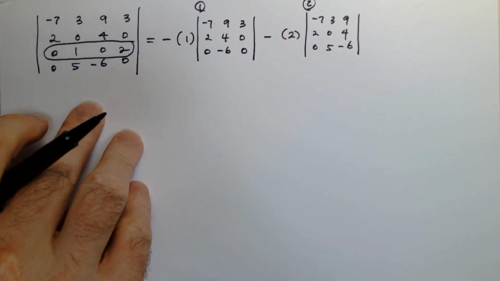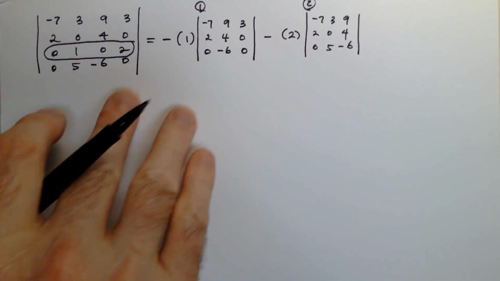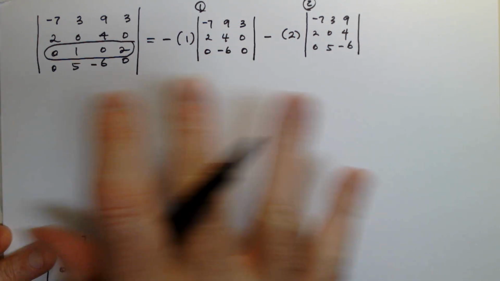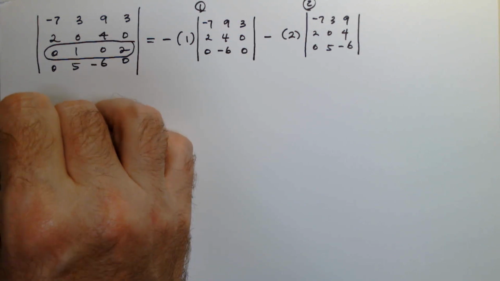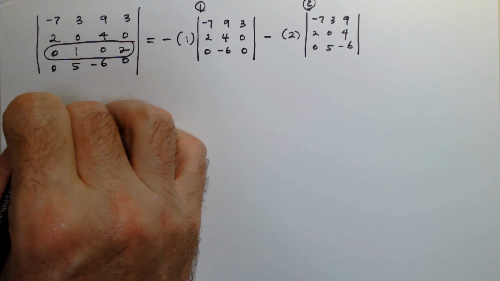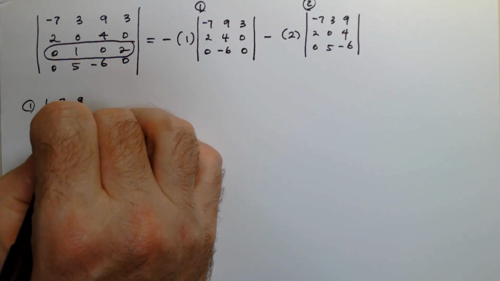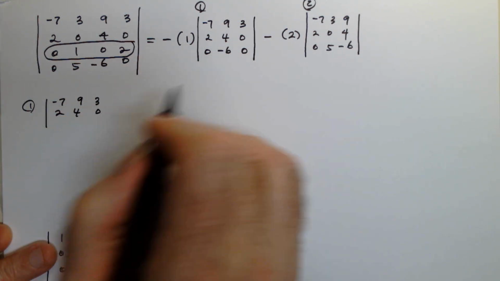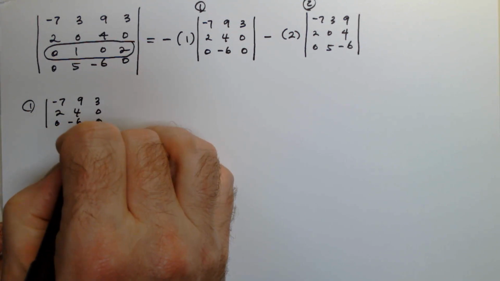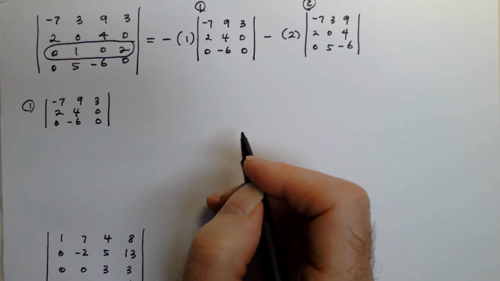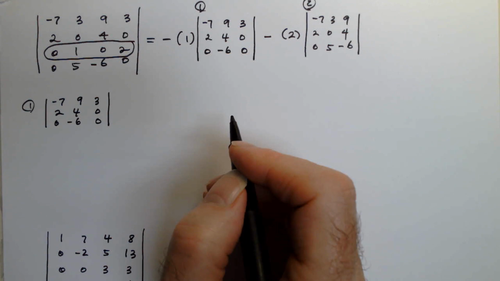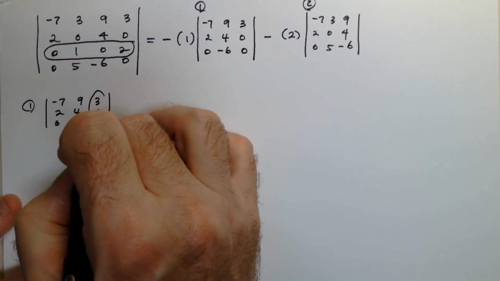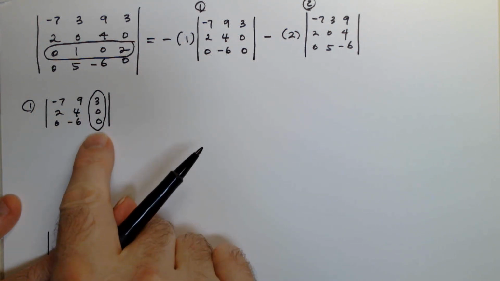Now, I think it's best to go off and do these as separate side calculations and then bring those values back up to the main calculation. So let's go down here. Let's do calculation 1. I need to get the determinant of the 3 by 3 matrix with first row -7, 9, and 3. Second row 2, 4, and 0, and third row 0, -6, and 0. And once again, let's look for an advantageous row or column along which to expand. And here we see a nice candidate. I like this column. It contains 2 zeros.